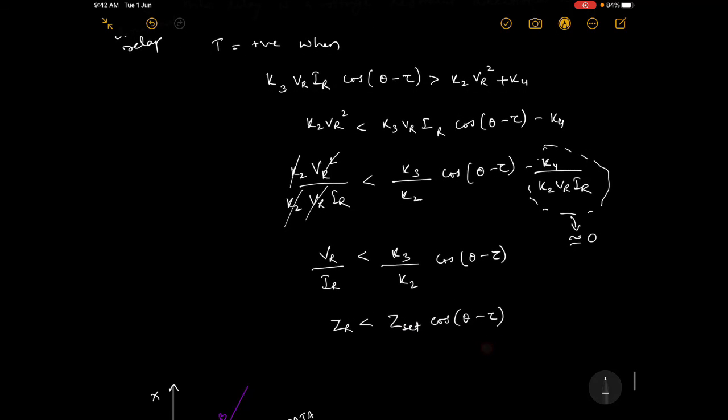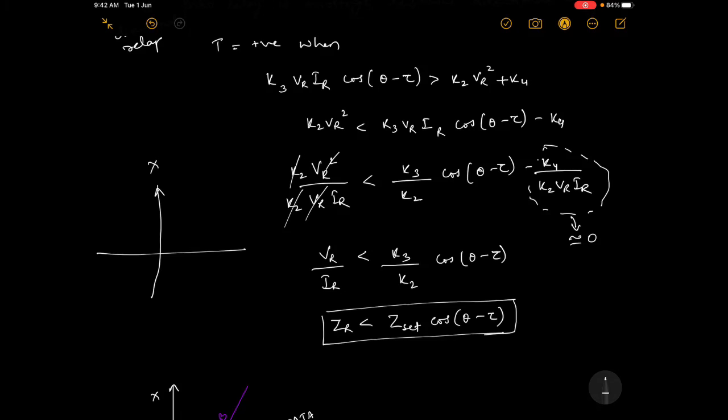Now you can see it is different from your distance relay, that is the impedance relay. In impedance this was there, now you are adding one more extra term. So if you add different values of theta and tau, you will actually get a circle. How is it? Let me draw it again, this as x, this as r.